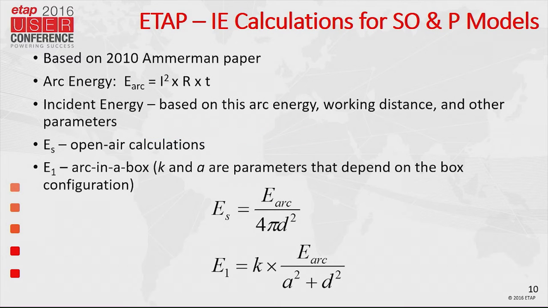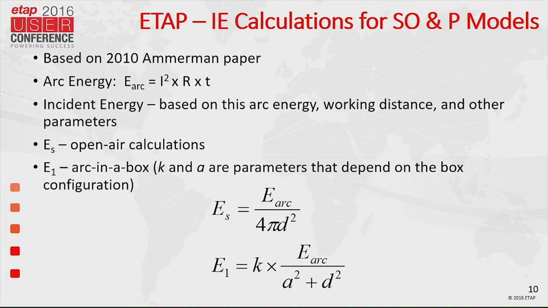In ETAP, for the incident energy part, we've calculated the arc voltage, so we can calculate the arc and fault current. To get that to energy, the second line there, energy in the arc equals I squared times the resistance of the arc times time. And then we can take that and convert it to an incident energy.